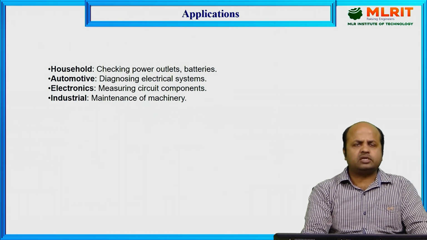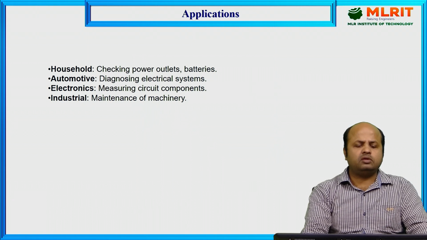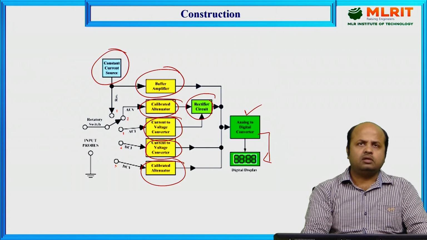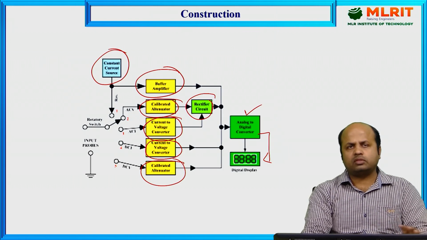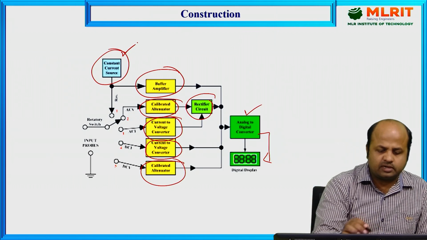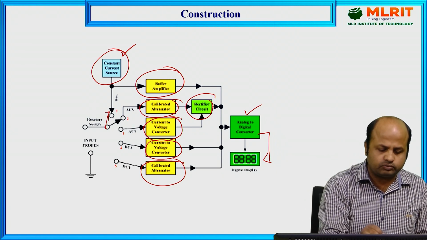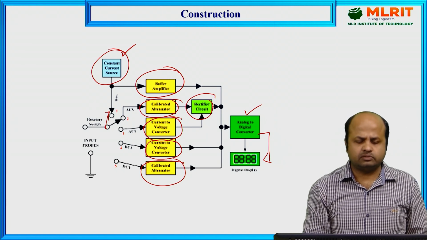What are the applications? It can be used in the household, automotive, electronics, industrial, etc. So here we will have more discussion on the working. Constant current source. Suppose you want to measure the resistance. So we will put the switch in the resistance mode.